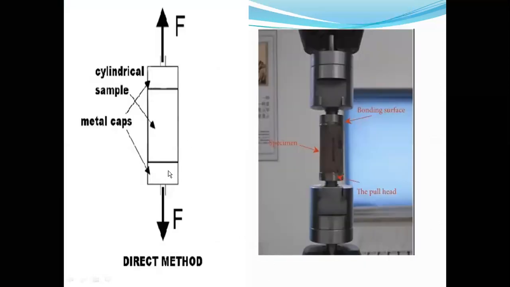Okay, this is another one. Look at here. In case of direct method, this is a sample, and these are all cylindrical samples. These are the metallic caps of the holding devices here, and you are attaching these two holding devices at the ends of the specimen and trying to apply the force. This is another laboratory instrument used in the laboratory, just to give more view on how exactly this experiment is being performed in the laboratory.